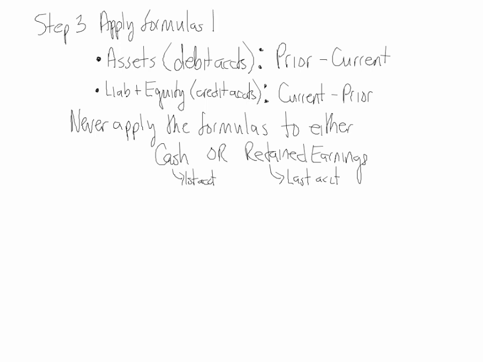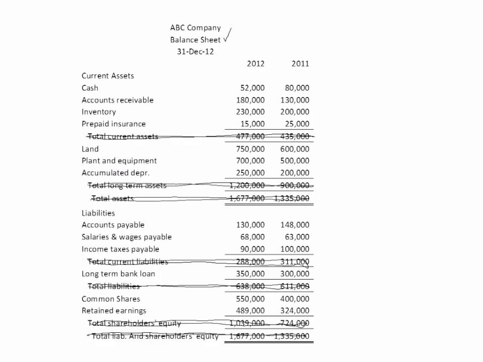So apply the formulas to the statement of financial position only. You don't apply it to anything else. You only apply it to the statement of financial position. And remember, when we apply these formulas, no matter what happens, if it's a negative, you keep the negative. And if it's a positive, you keep the positive. So let's go over to our statement of financial position.